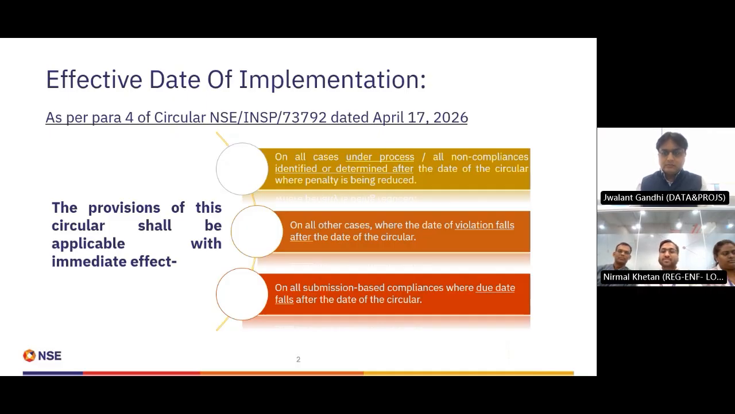And all the submission-based non-compliances, like reporting of data or net worth certifications submitted to the inspection and membership compliance team, it will be applicable when the due date of such compliance falls after the date of the circular. So it is effective immediately, and wherever the penal provisions of financial disincentive are getting reduced under all the under-process cases for which enforcement is still pending, for those cases also, the circular will be applicable.